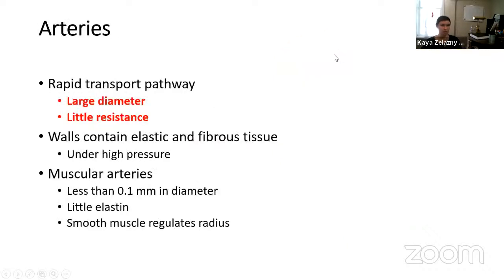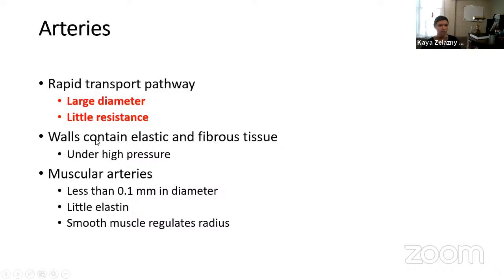Okay, so starting where we start, leaving the heart, we got our arteries. Arteries' main job is as a rapid transport pathway. That's why they have such a large diameter, right? A large diameter means there's little resistance, which means we can have fast flow. So the arteries are rushing blood away from the heart, because we want to get blood to the organ systems fast. We want that fresh blood going out to all of our different organ systems all the time. So they're the rapid transport pathway.